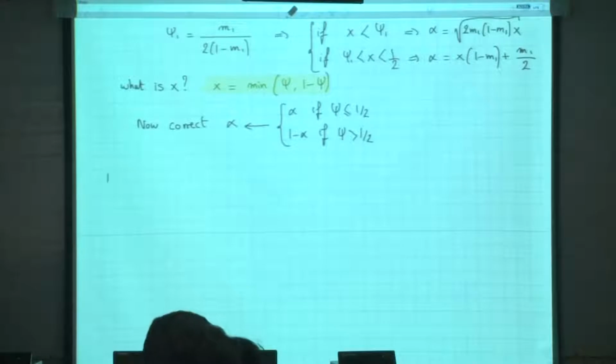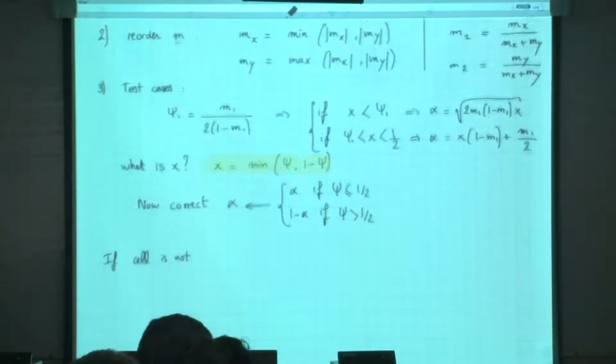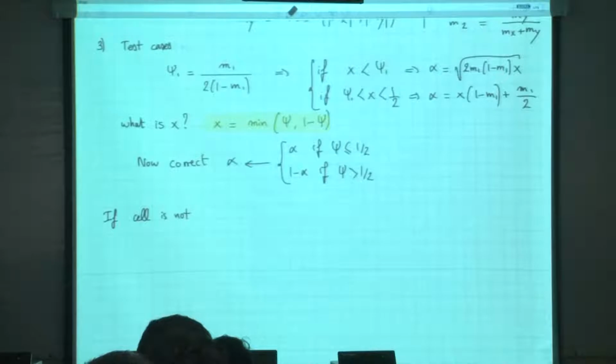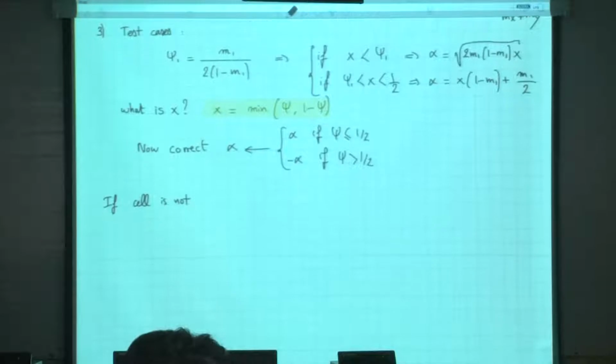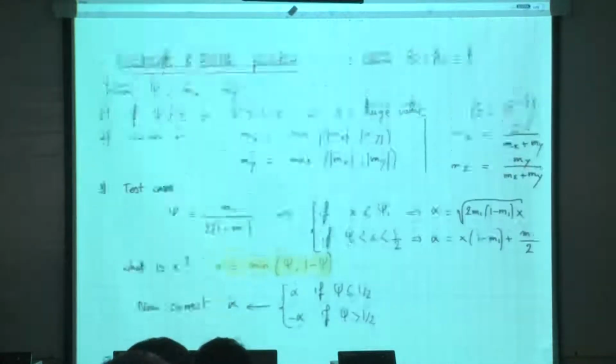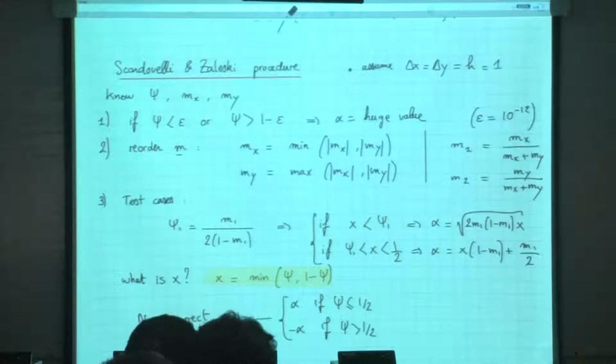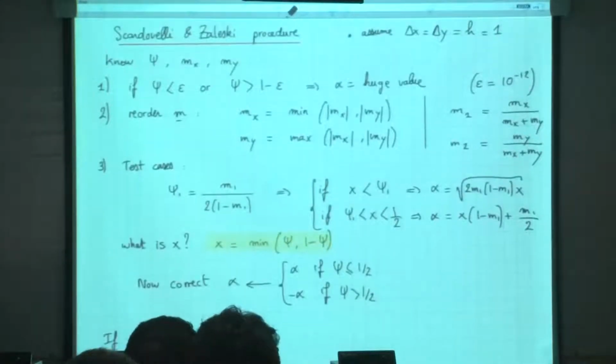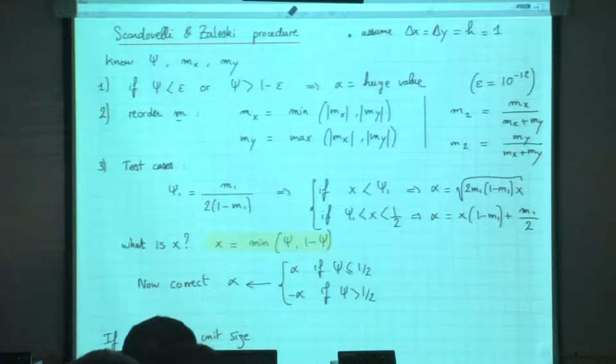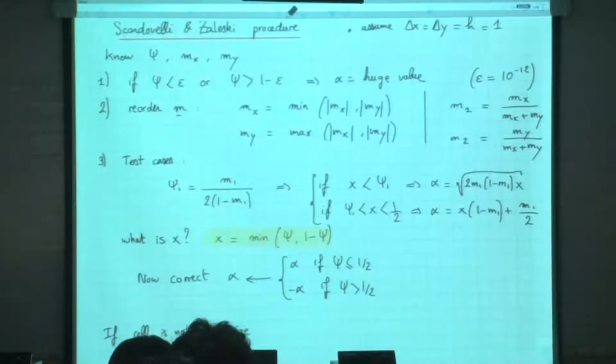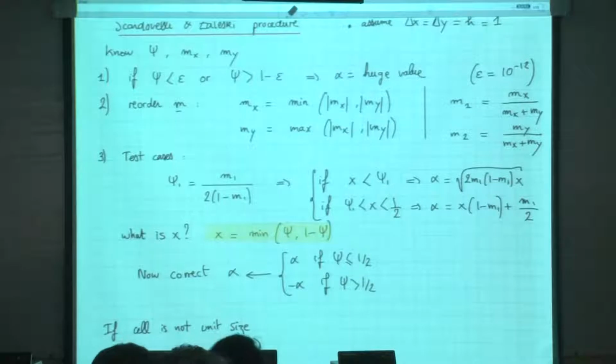Is that alpha also bounded by 1? No, it's not. Just 1 minus alpha, right? Thank you. So if the cell is not of unit size, oh, yes, okay, h is equal to 1 here. So this was all done for a unit size cell. I'm sorry, I keep leaving things behind. If the cell is not of unit size, we just make it of unit size.